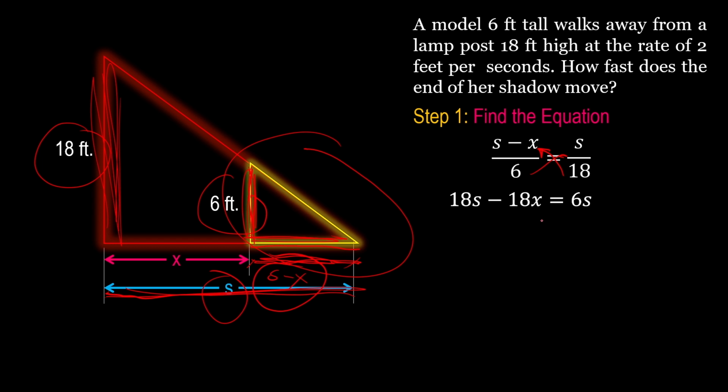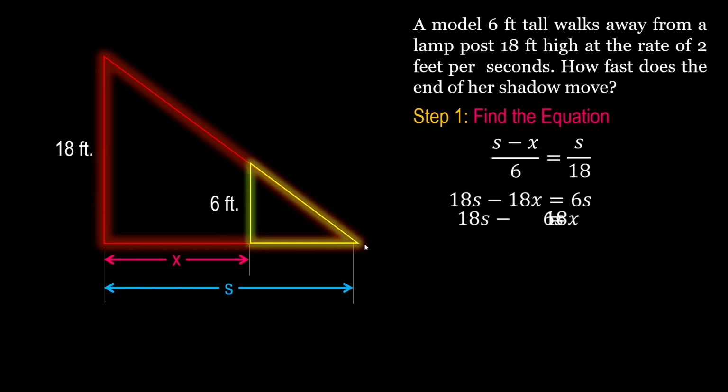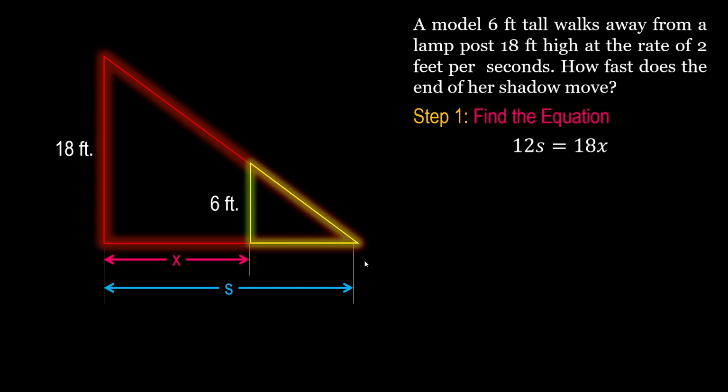Next, we will combine similar terms. So we have to transpose 6s to the left side of the equation and the 18x to the right side of the equation. So we'll have this one. And simplifying, we combine similar terms, then we'll have 12s is equal to 18x. And so this is the answer for step number 1.